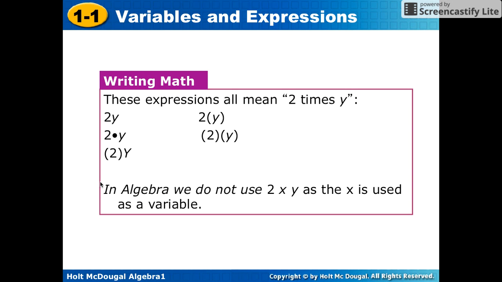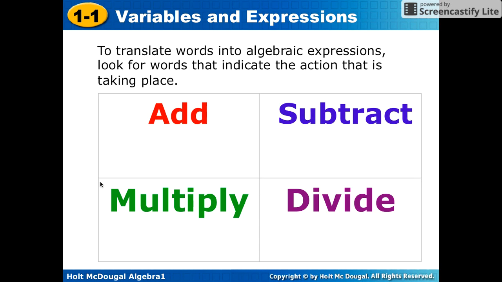When looking at multiplication in algebra, there are many ways to write an expression for multiplication. All these expressions below mean 2 times y. Typically, we use a number and then the variable, which represents multiplication. So whenever you see a number next to a variable, like 2y, it means 2 times y, whatever y is at that time. In algebra, we do not use 2xy as the x is used as a variable.